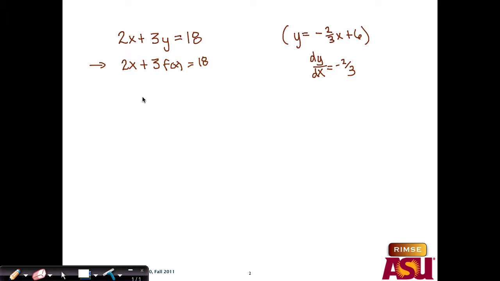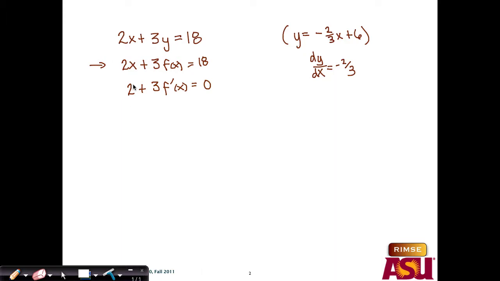So the derivative of 2x with respect to x is 2. The derivative of 3 f of x, that's just a coefficient 3. The derivative of f of x is f prime of x. And then don't forget about numbers. The rate of change of this right-hand side is not 18. That's its value all the time, so it is never changing.